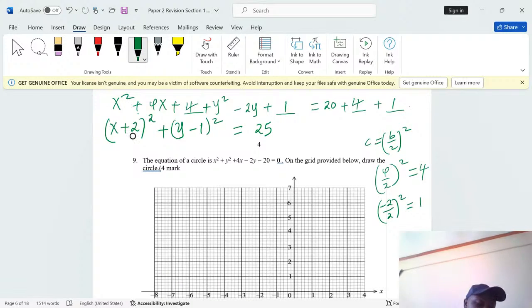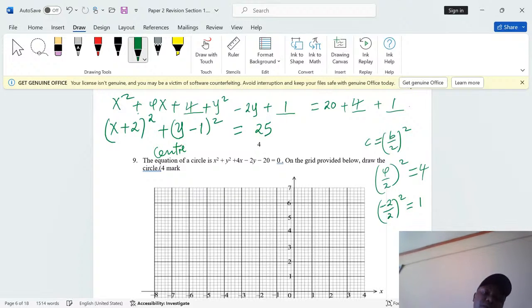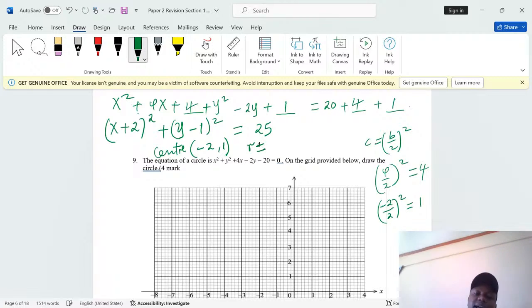Now, when an equation is in this format, this is the standard equation of what we call a circle. Now we will be able to extract the radius, and we also extract the center of the circle. So the center of the circle is going to be -2, 1, and the radius of the circle will be the square root of the right hand side, and that will be 5 units.